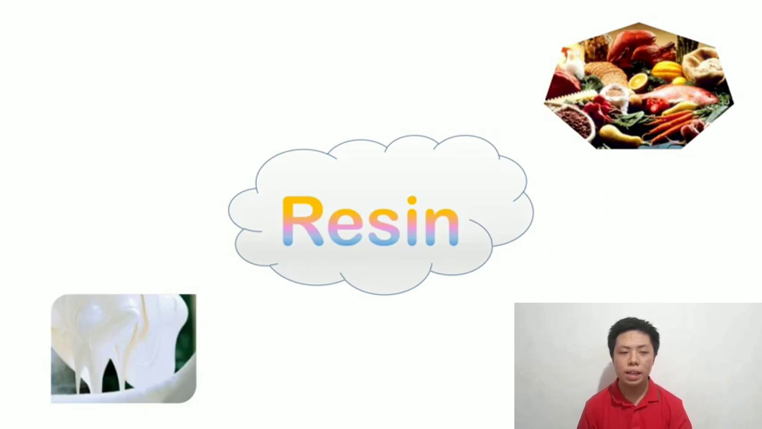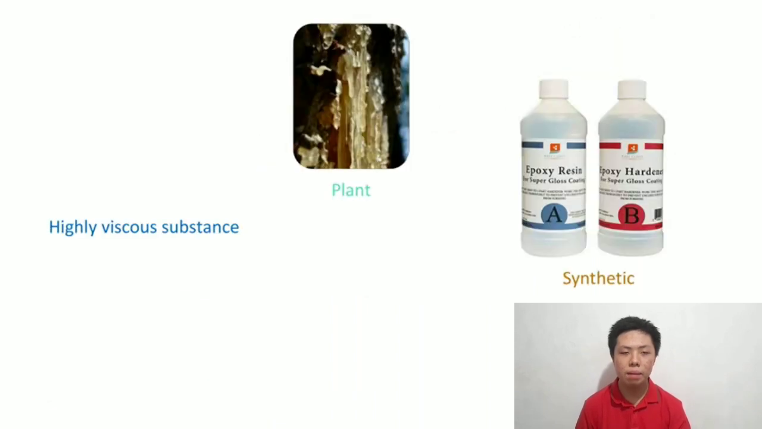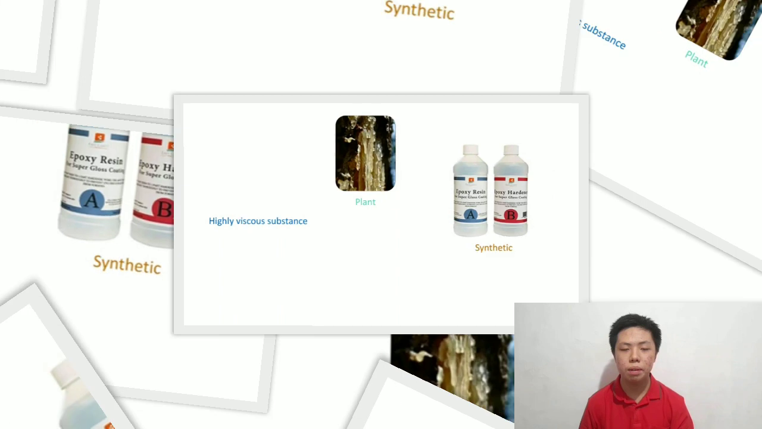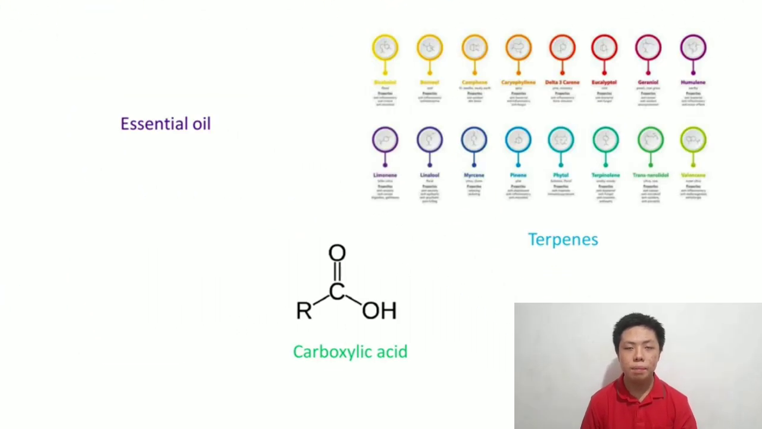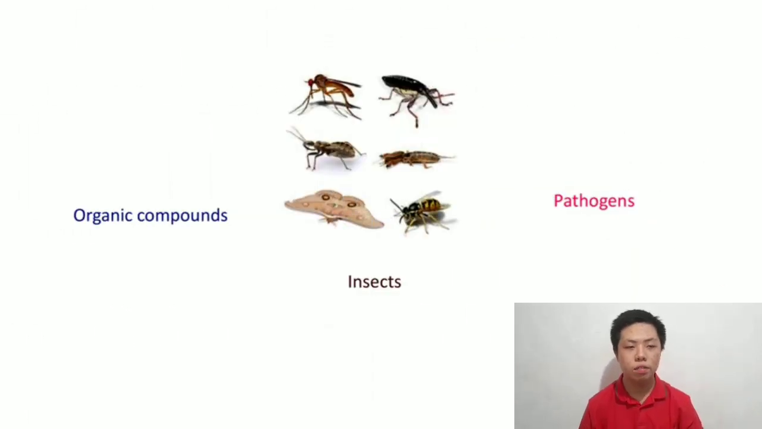Today we are going to explain about resin. So what is resin? In polymer chemistry and material science, resin is a solid or highly viscous substance of plant or synthetic origin that is typically convertible into polymers. It is a mixture of essential oil, oxygenated products of terpenes, that is aromatic compounds found in many plants, and carboxylic acids. Okay, so resins are usually mixtures of organic compounds.